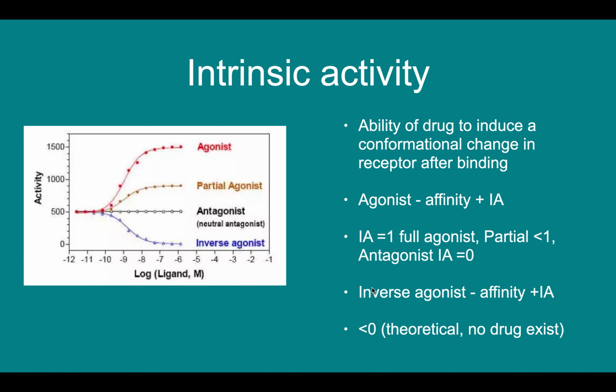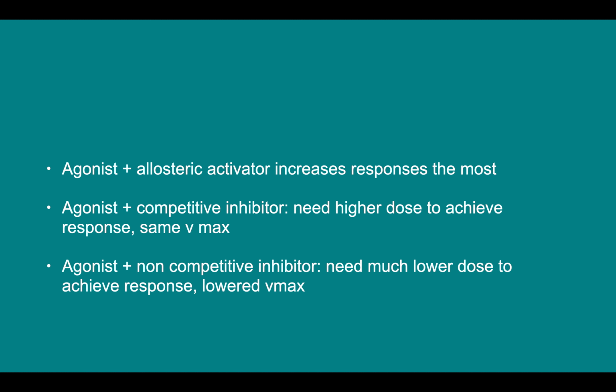So inverse agonist is going to be theoretical. There is no such drug that just completely does the opposite effect of an agonist. So there's no such thing as a high blood pressure drug, or a drug that raises blood pressure via opposite action of the other anti-hypertension drugs.